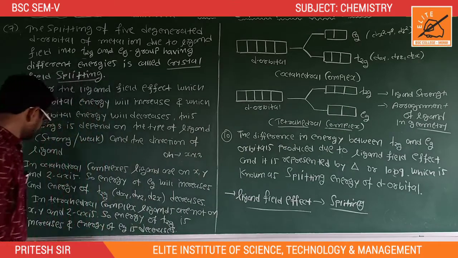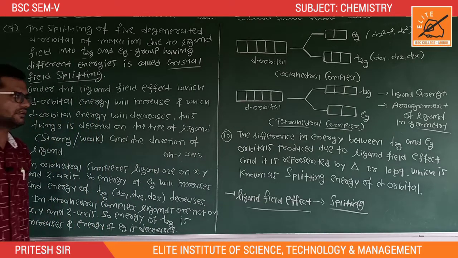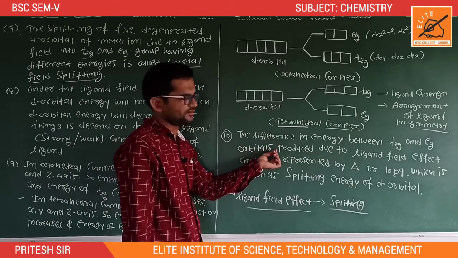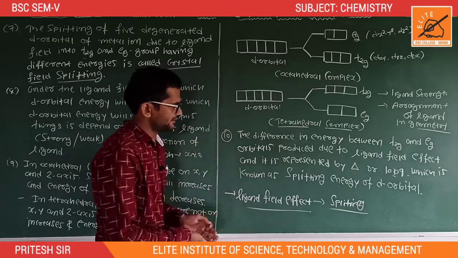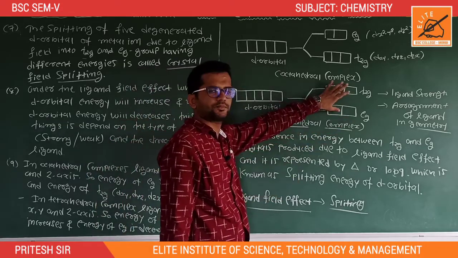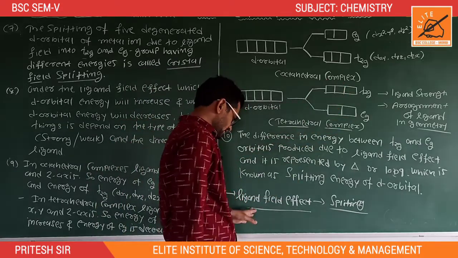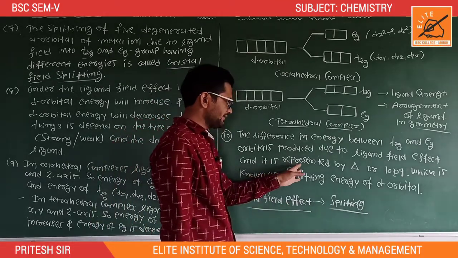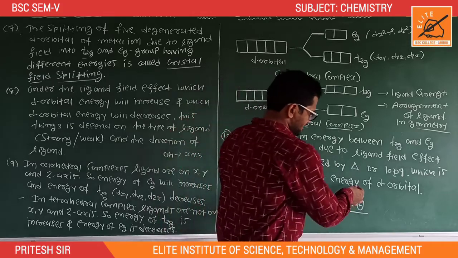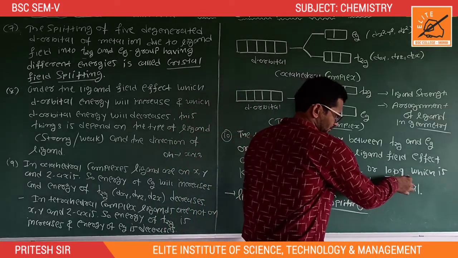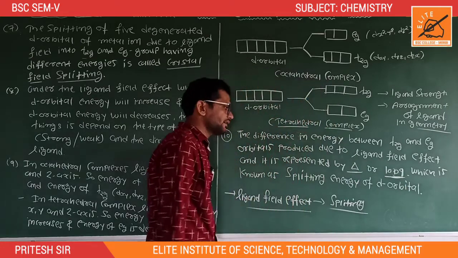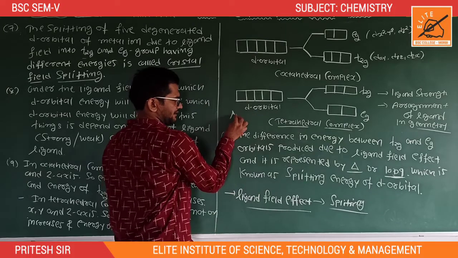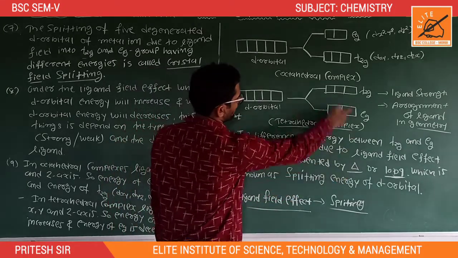Okay, so this is the ninth one, and the last one is 10. The energy difference between T2g and Eg orbitals is produced due to the ligand field effect. Okay, and it is represented by delta or 10 Dq. Suppose it is for tetrahedral, then it is denoted as delta tetrahedral, and for octahedral it is known as delta octahedral.